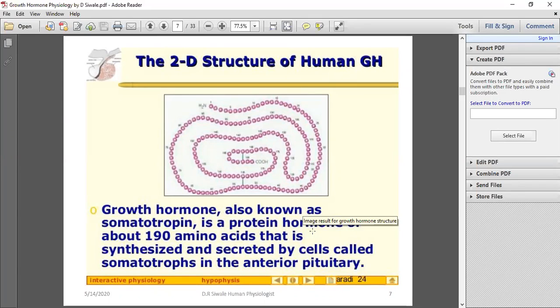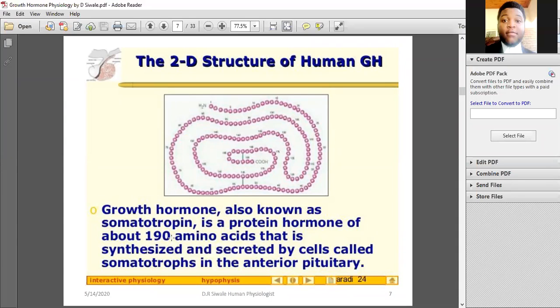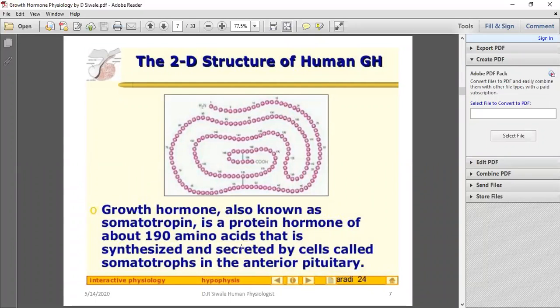So what's the smallest unit of a protein? We have amino acids. It's made up of about 190 amino acids. Some books say 191. Some books say 190 amino acids that are synthesized and secreted by the cells called the somatotrophs. The synthesis of growth hormone uses the same mechanism we talked about, the same mechanism of synthesis of proteins.